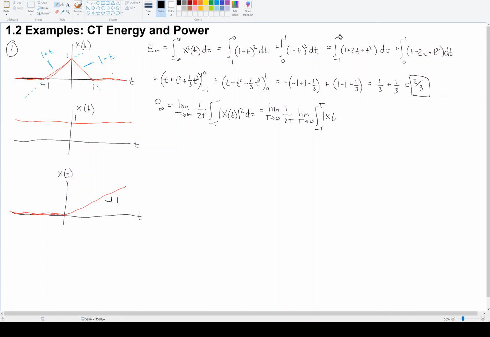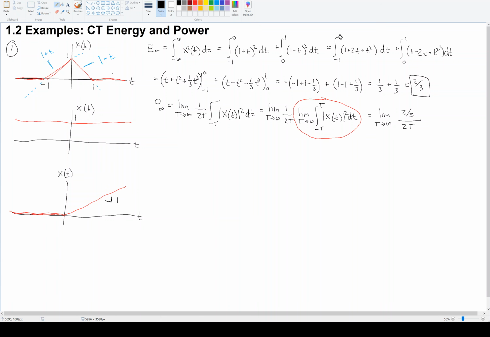And the reason I'm writing it that way is because this second piece here, you see, that is what we just calculated. That's 2/3. As t goes to infinity, we go from minus infinity to plus infinity of the absolute value of the signal squared. That's 2/3. And so what we get is the limit as t goes to infinity of 2/3 over 2t.